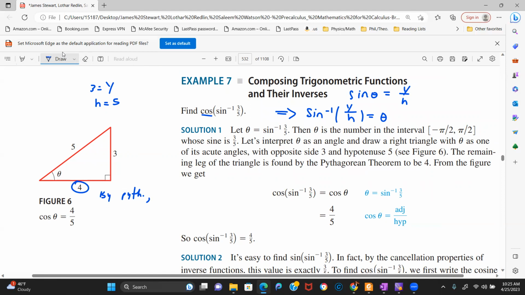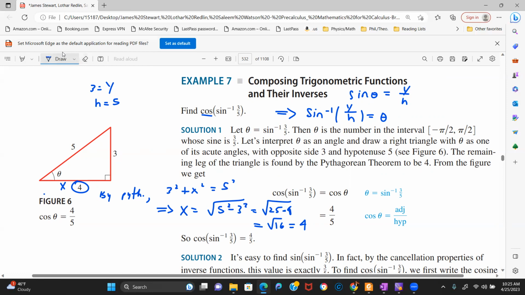Why? Because let's imagine we don't know what this is. So let's cross it out. We don't know what it is, so we'll call it x. We know that 3 squared plus x squared is equal to 5 squared. This is x squared plus y squared is equal to h squared. And you can solve for x, and it's going to be the square root of 5 squared minus 3 squared, which is the square root of 25 minus 9. And that's going to be the square root of 16, so it's 4. So that's why you get a 4 here.